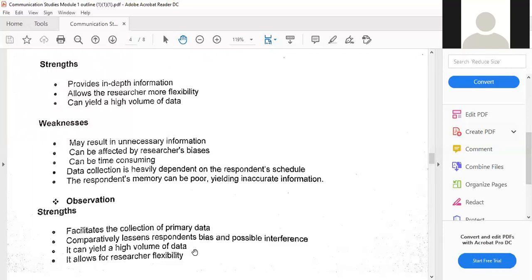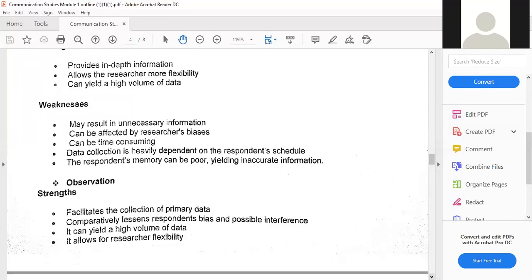And it also allows for researcher flexibility. Like some people, for instance, who are very famous, people usually follow and observe them and put it in the newspaper. Like a news reporter or a journalist. For example, if you're famous, they will literally follow you and observe you, and put whatever they found on you in the newspaper.